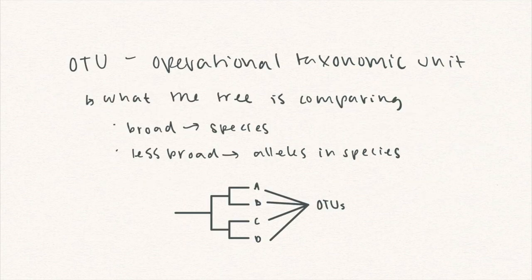An OTU is an operational taxonomic unit, or what is being distinguished between to form the tree. The OTU can be as broad as a species or as specific as different alleles within a species. It just depends on what you were looking for and comparing. In our case, the OTUs are the shapes acting as different species.